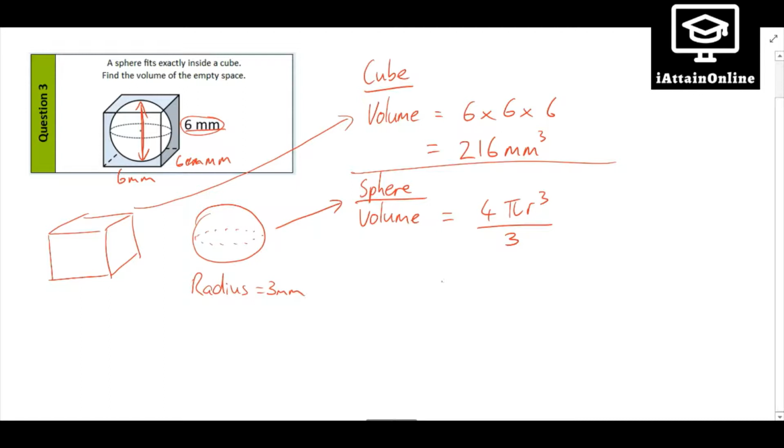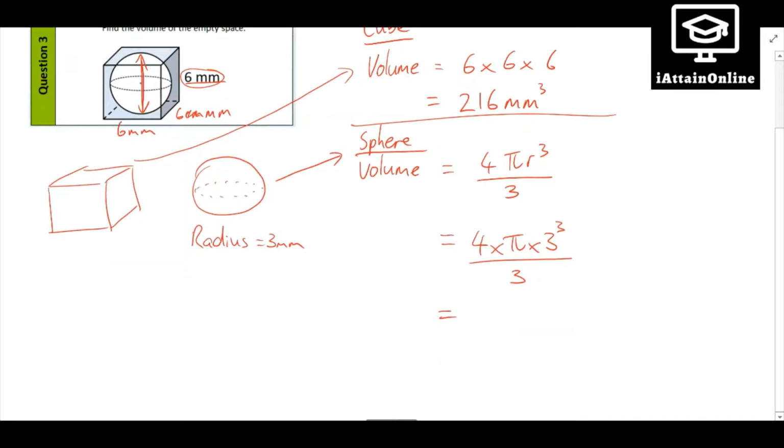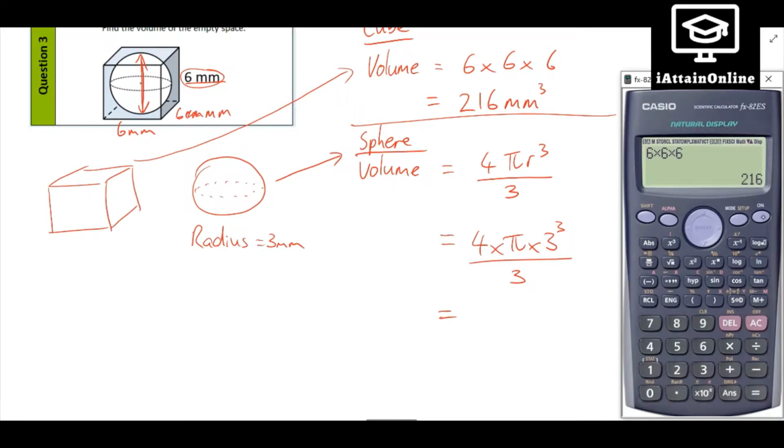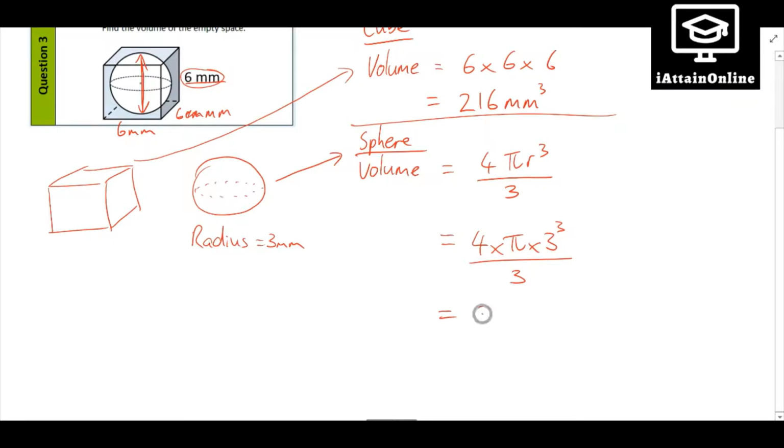So I'm just going to put this into the formula. 4 times pi times 3 cubed all over 3. And then I'm going to use the calculator to do 4 multiplied by pi multiplied by 3 to the power of 3. And then I'm going to put 3 at the bottom and press equals. Again, this is more exact, 36 pi millimeters cubed.